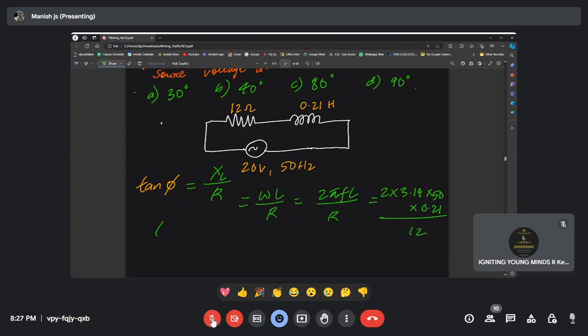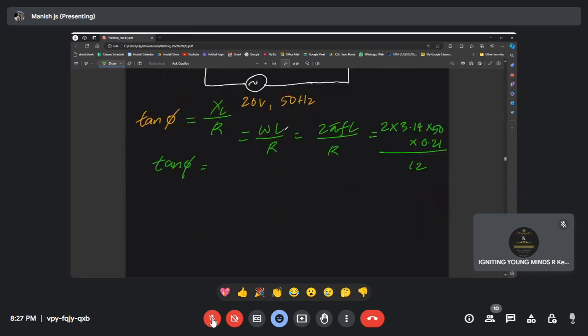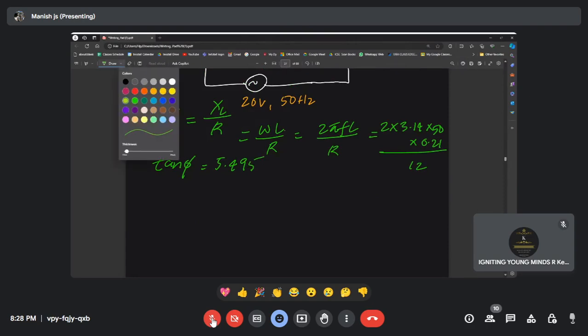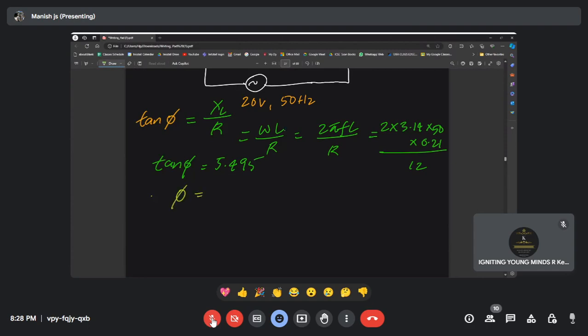Finally, you simplify all this, children, and you will get tan phi equal to 5.495. So what is phi? Phi is equal to tan inverse of that value, tan inverse of 5.495, which is 80 degrees. Like this, you will calculate.